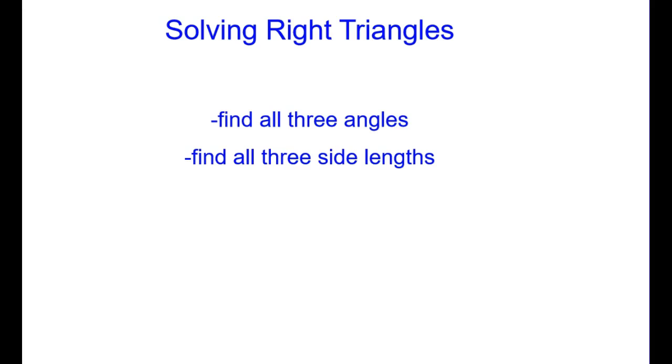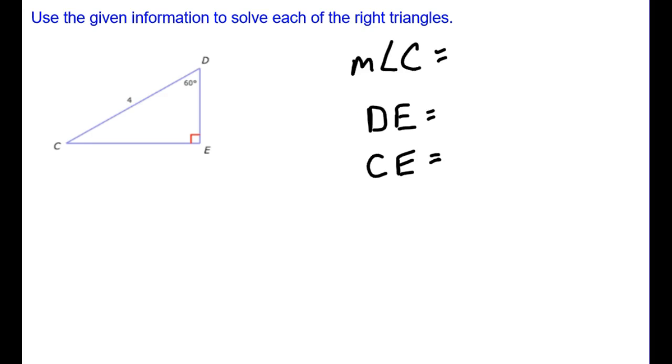When we're given the problem, we usually know three pieces of information: a combination of some of the angles and some of the side lengths. Then we have to use that information and what we know about SOHCAHTOA and the Pythagorean theorem to find the missing pieces. In the first example, we want to use the given information to solve the right triangle.